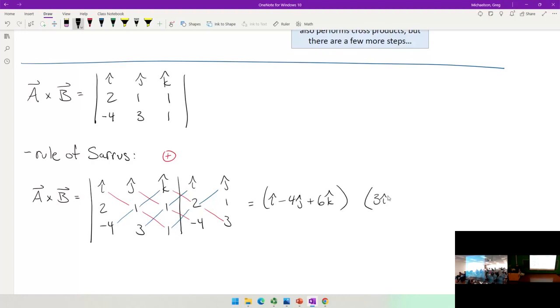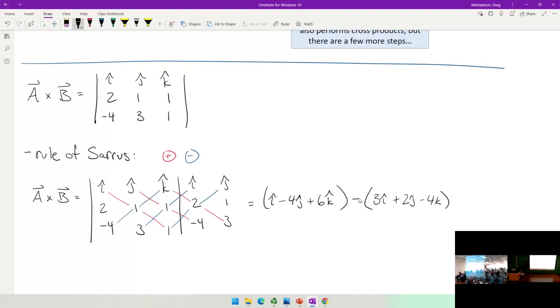We have j, which is 2 times 1 times j, so 2j. And then k is minus 4k. Now, the blue terms, we treat those as negative, okay? And the way that we do that is we just subtract all of that. So this quantity minus this quantity. And so all we do now is we just distribute our signs.